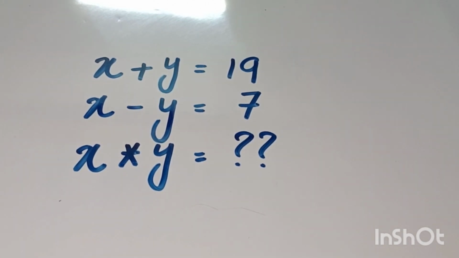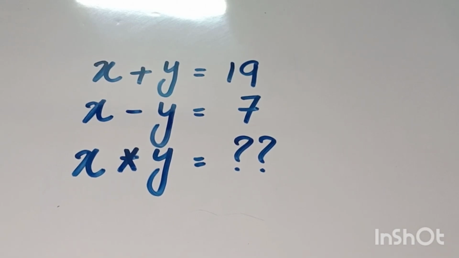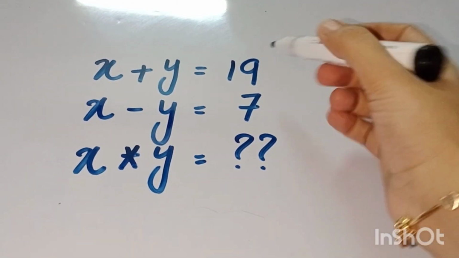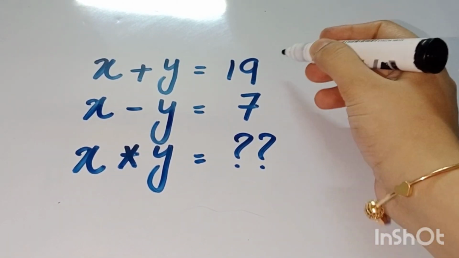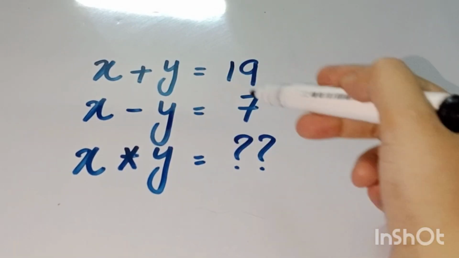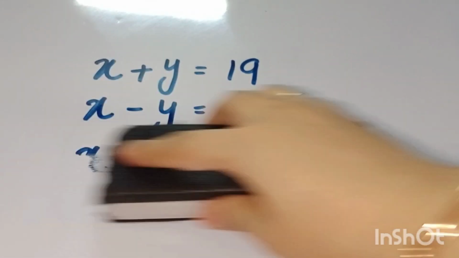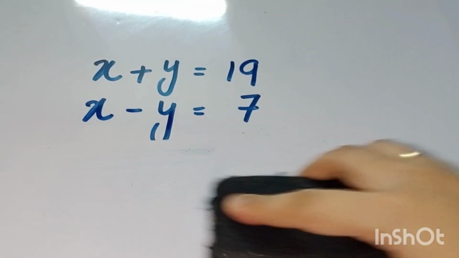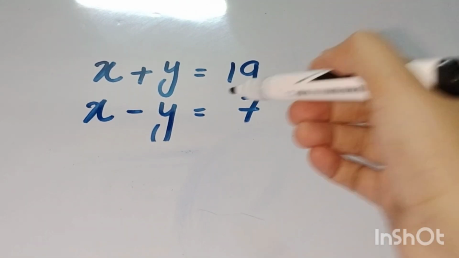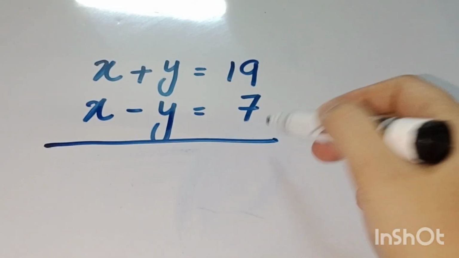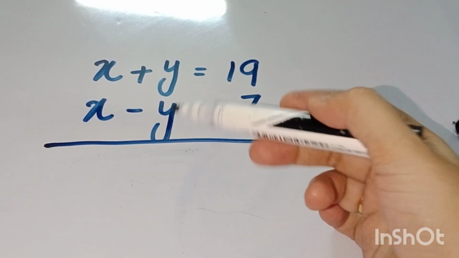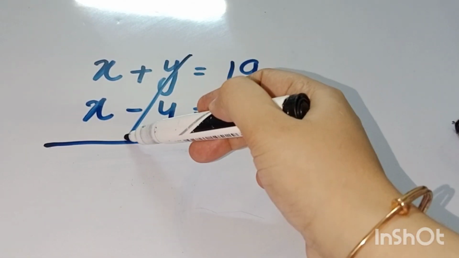Now I am giving you a live proof of this puzzle. Don't hurry. Here we have x plus y is equal to 19. This is my equation 1. X minus y is equal to 7. This is my equation 2. Now when we use elimination method, let's check. When you use elimination method, we will add these two equations. When we add these two equations, y will be eliminated.